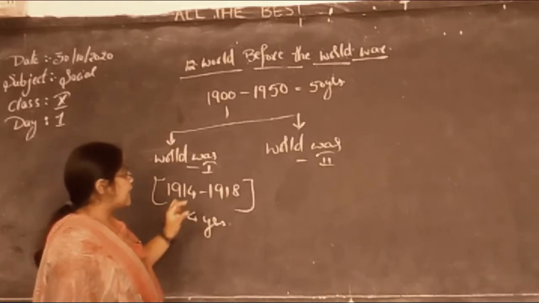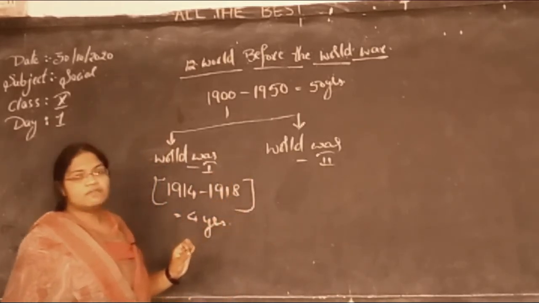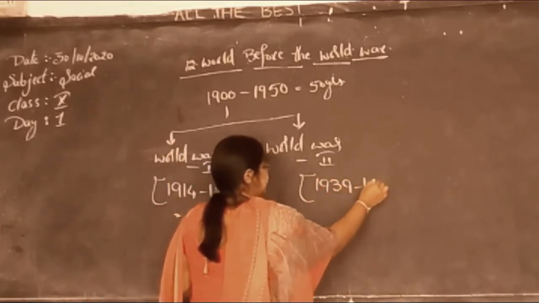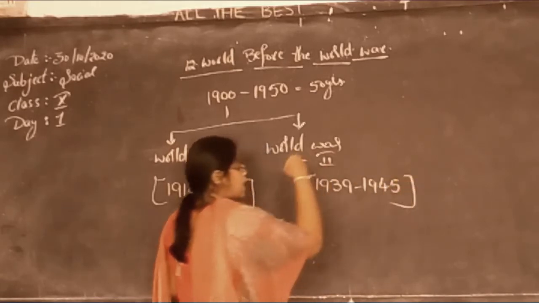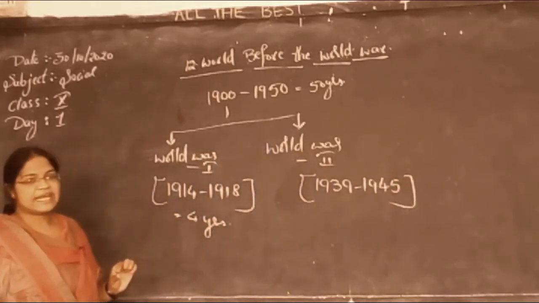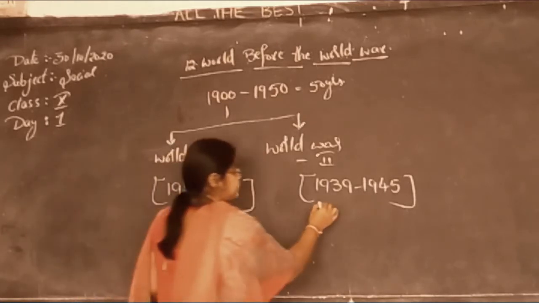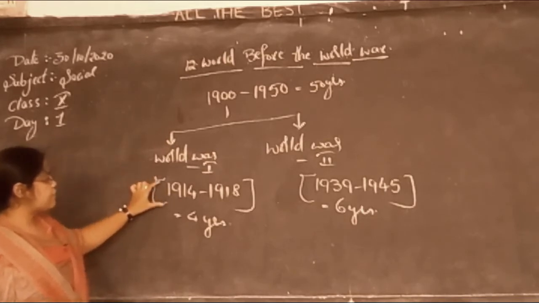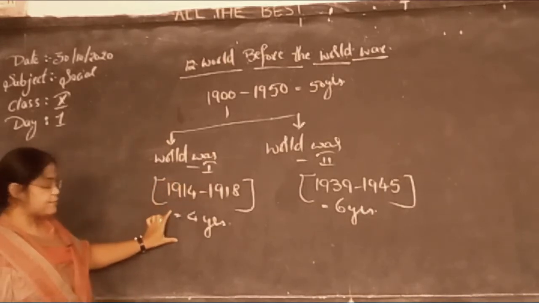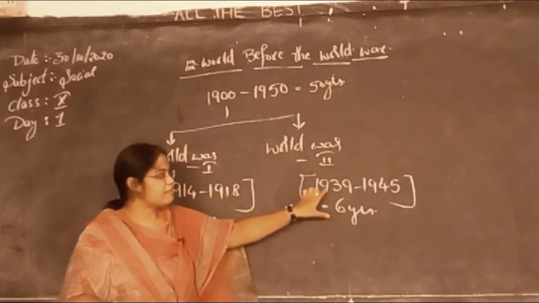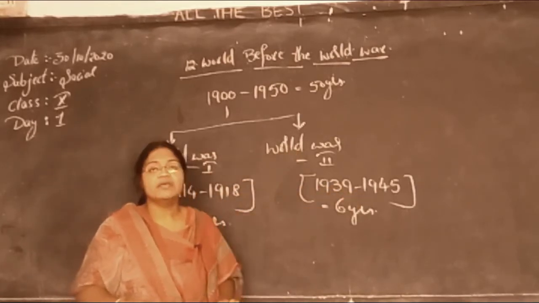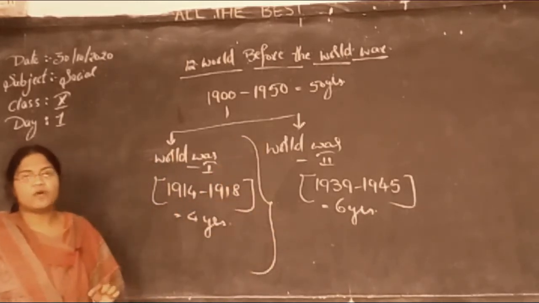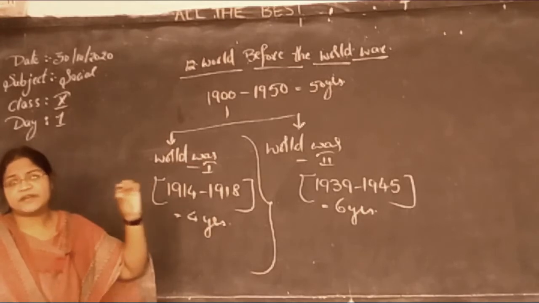After that, we have the Second World War, which started in 1939 and lasted to 1945. This is a 6 year period. The First World War started in 1914 and lasted 4 years, and the Second World War started in 1939 to 1945, that is 6 years. In between these two, we have the Great Depression.